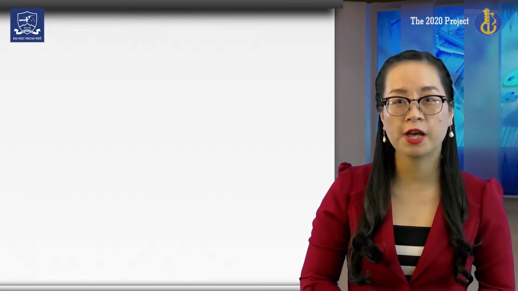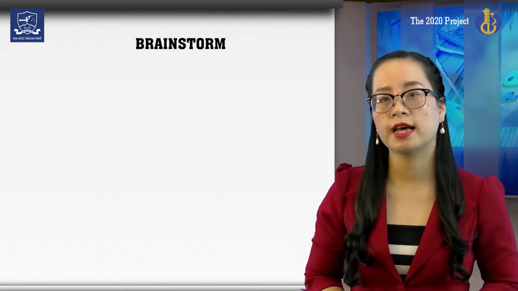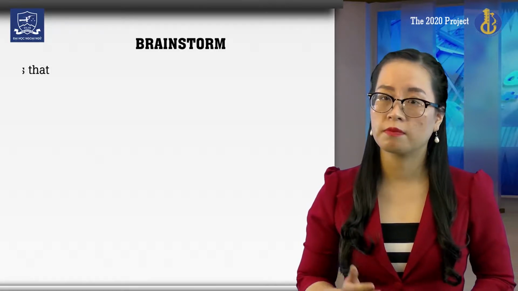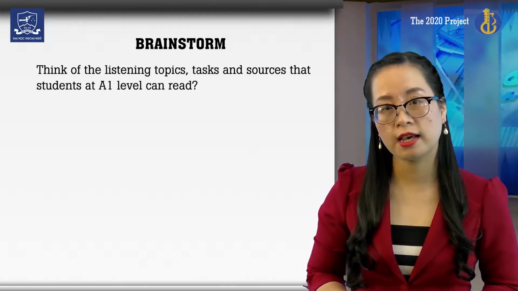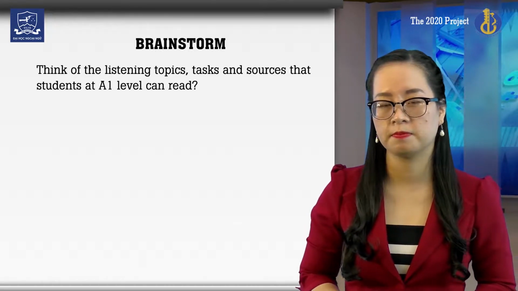Well, as you may know, A1 is the lowest level of the language learners. Actually, it's the level for beginners. So what do you know about A1? What can students at A1 read? Think of the reading topics, tasks, sources that students at this level can understand.